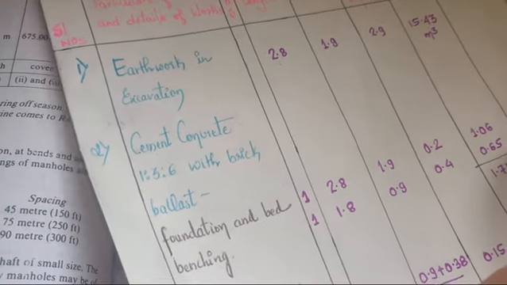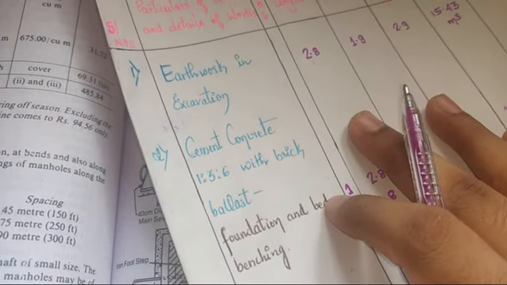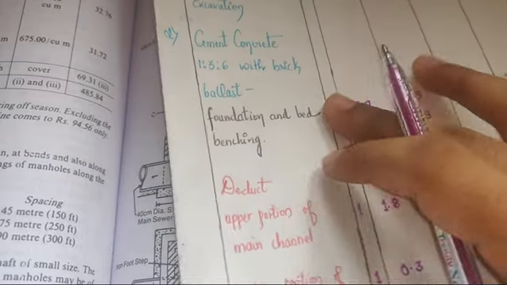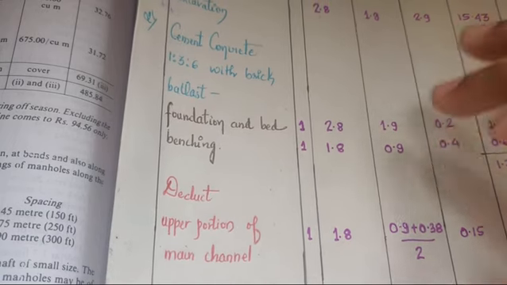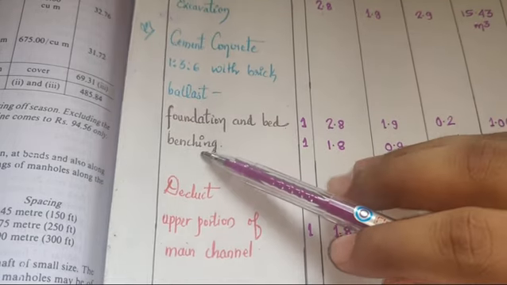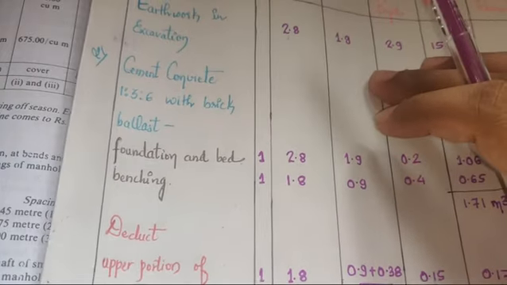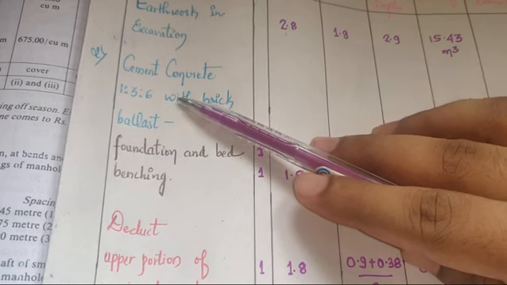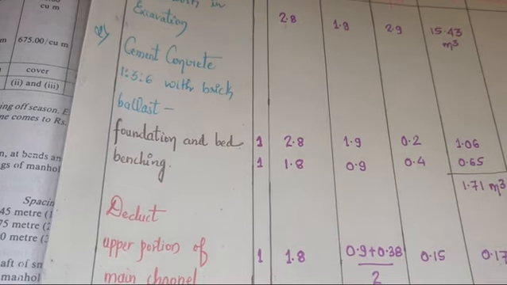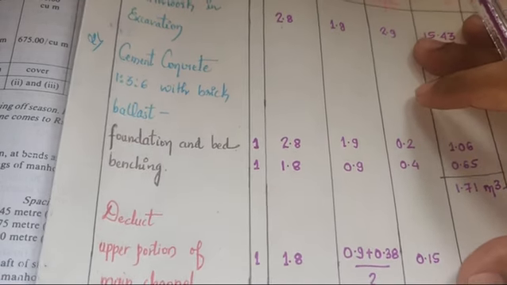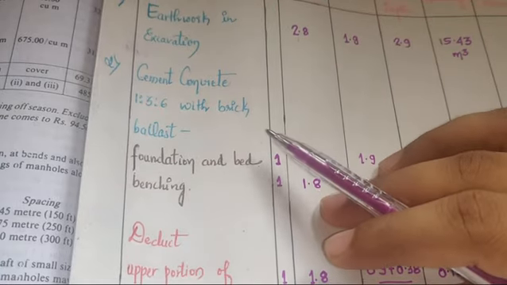Moving on to the next quantity, that is cement concrete. Cement concrete 1:3:6 with brick ballast. In this cement concrete, we have to calculate the concreting for foundation and bed and benching. Right. Firstly, I'll discuss foundation and bed. Now, as I said, cement concrete components and excavation components are the same, because the parameters used for calculating the volume of excavation for earthwork will be the same for the cement concrete.